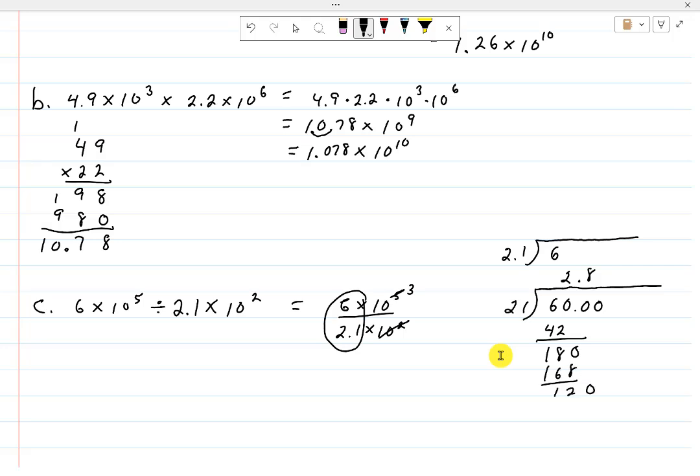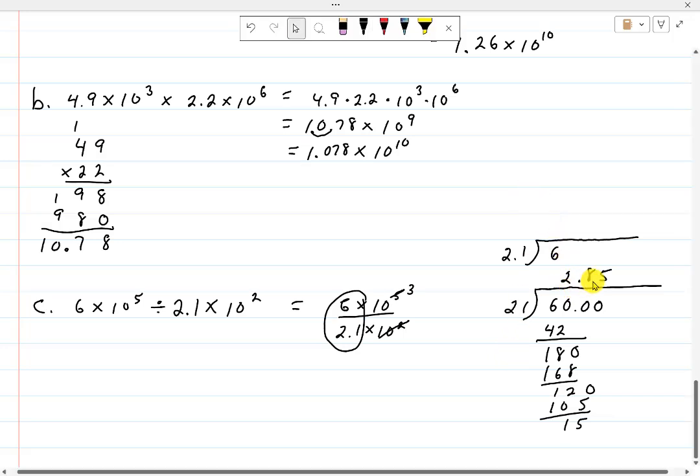and I'll bring down another 0. 21 goes in there at least 5 times, I believe. Maybe 6. No, not quite 6. But if you do 5 up here, I'm going to get 5 times 21 is 105. And I'll leave you with the remainder of 15 over 21. So anyways, I guess I'm just going to round to one decimal place and say 2.9. And those are a little more accurate, I think, than the book actually wanted us to do.